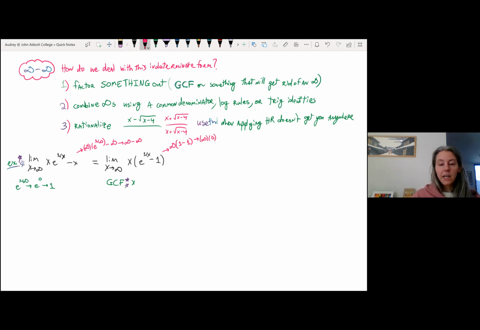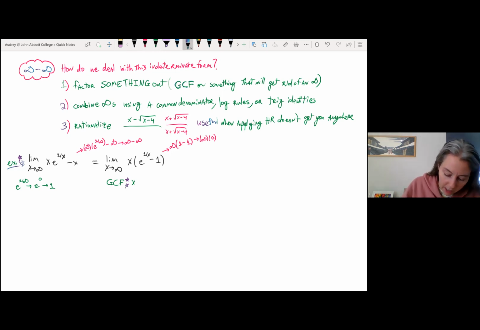And this gives me infinity times 0. So that was our other indeterminate form. We're still not allowed to apply L'Hopital's rule. L'Hopital's rule only happens for infinity over infinity and 0 over 0. So what do we do? We bring one to the denominator.